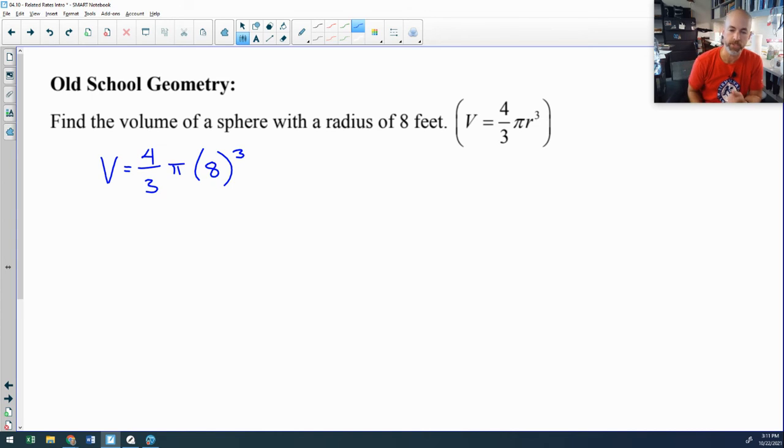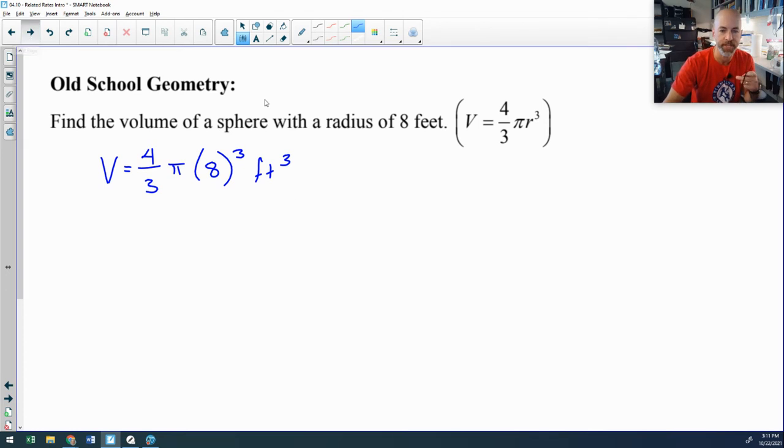And hopefully your geometry teacher always stressed units. If units are provided, please include units in your answer. And you would have an answer of that. I do not feel like simplifying or cleaning that up in any way. That is your old geometry. That's how things used to be done.